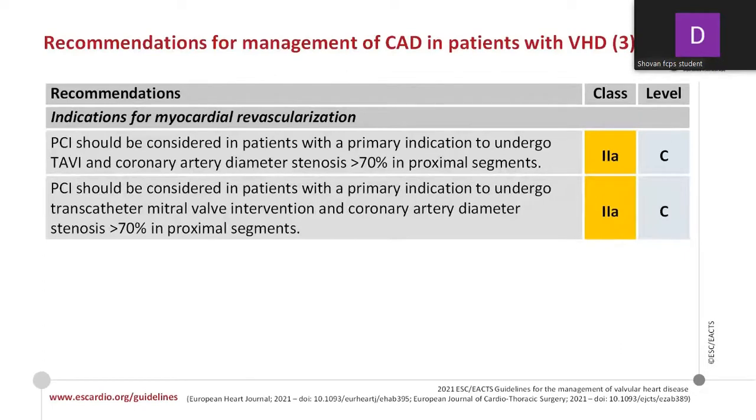And if any patient is undergoing transcatheter aortic valve implantation, at that time PCI should be considered, and this is a class 2A indication.